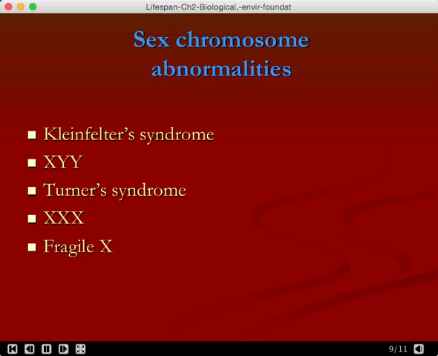Fragile X syndrome affects 1 out of 1,200 males, 1 out of 2,000 females. It's inherited. Victims have a long, narrow face and prominent chin and ears. They are extremely shy with inadequate social skills. It is the most common inherited cause of MR, mental retardation.